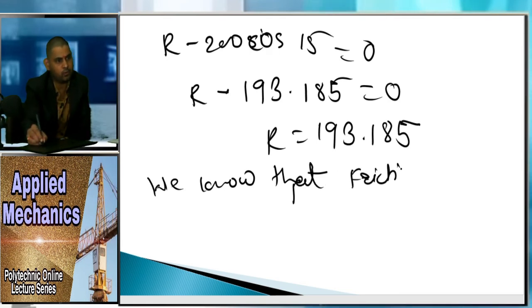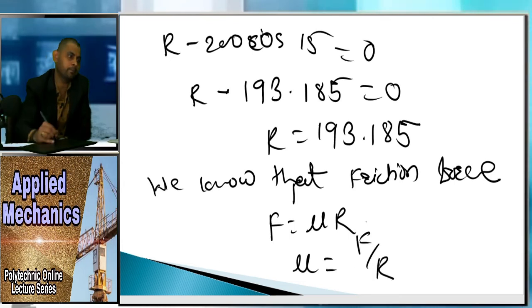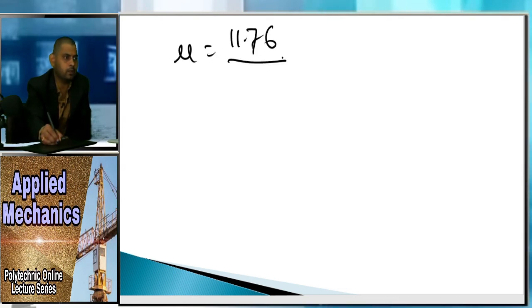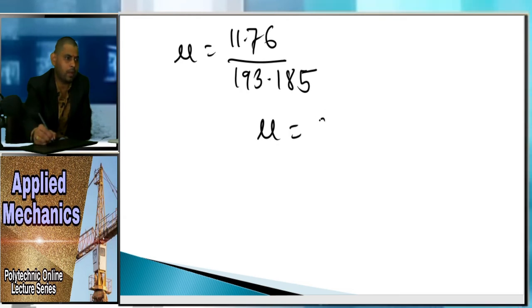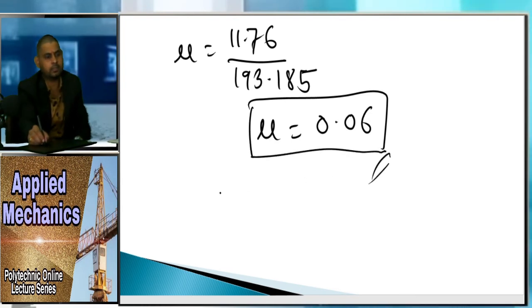So now we know that the friction force F is equal to mu into R, right? So here we know the value of F and we know the value of R, so we can find the value of mu by using this equation. So put the value of F, mu is equal to 11.76, and the value of R is nothing but 193.185. So the value of mu is nothing but 0.06. So this is your answer for this problem.